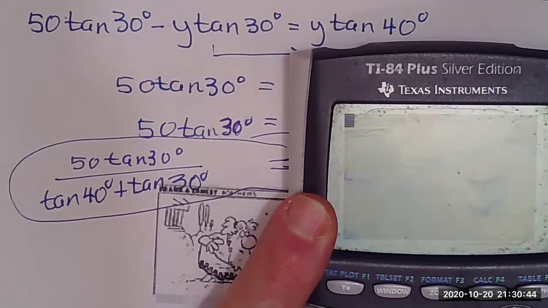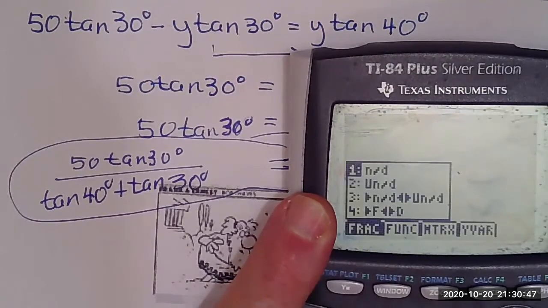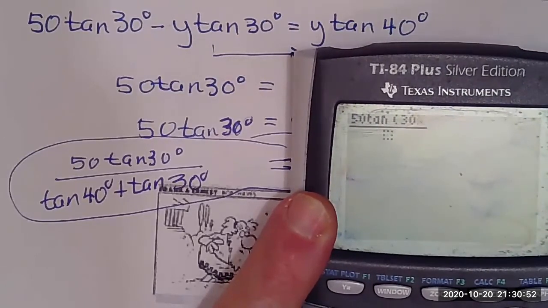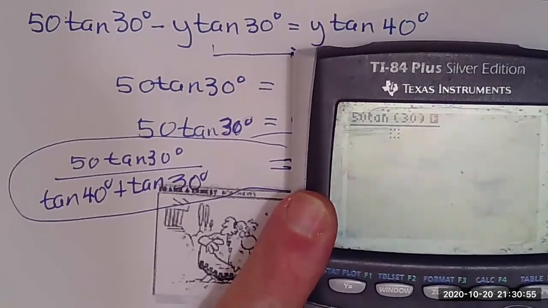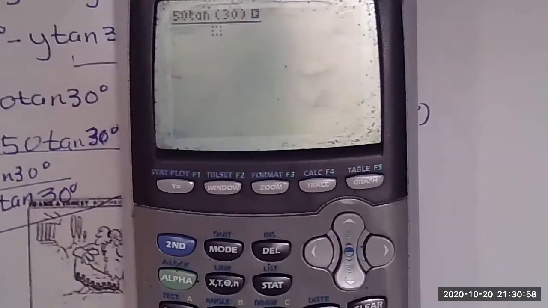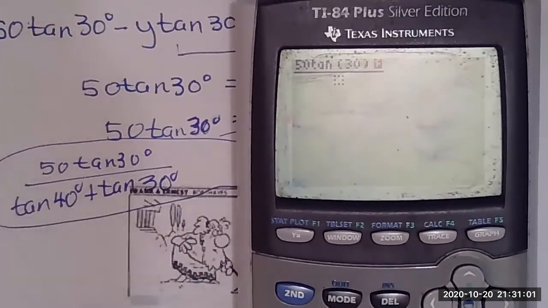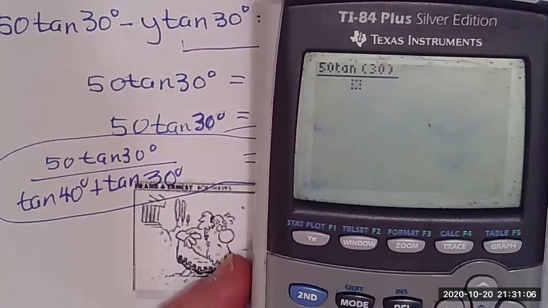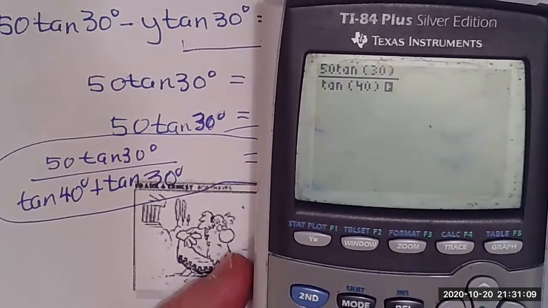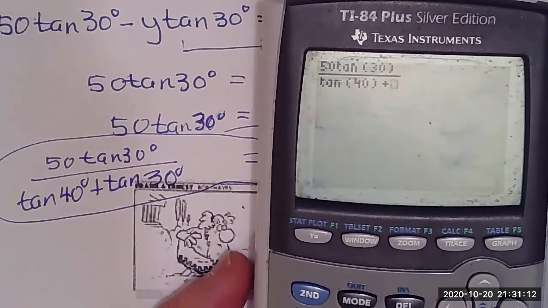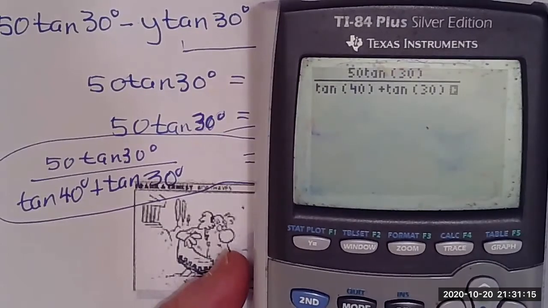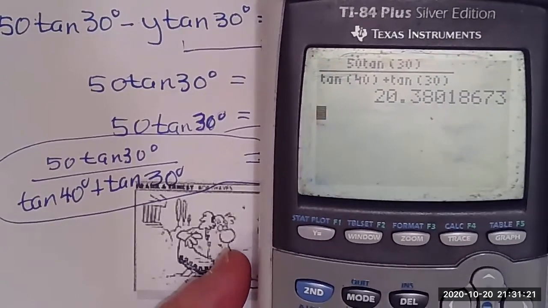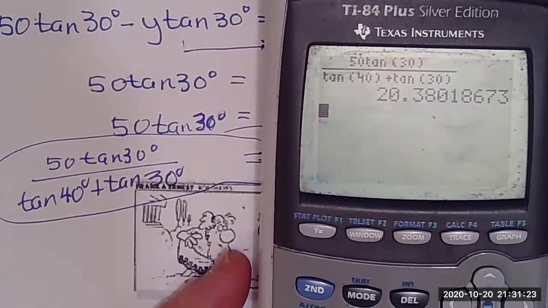Let's see, I'm going to go fraction, 50 tangent 30 degrees. Should have made sure that I'm in degree mode, but pretty sure I am. Okay, now in the denominator, I'm going to go tan 40 degrees plus tan 30 degrees. And keep my fingers crossed. Here we go. Okay, I get about, let's do 2 decimal places, 20.38.